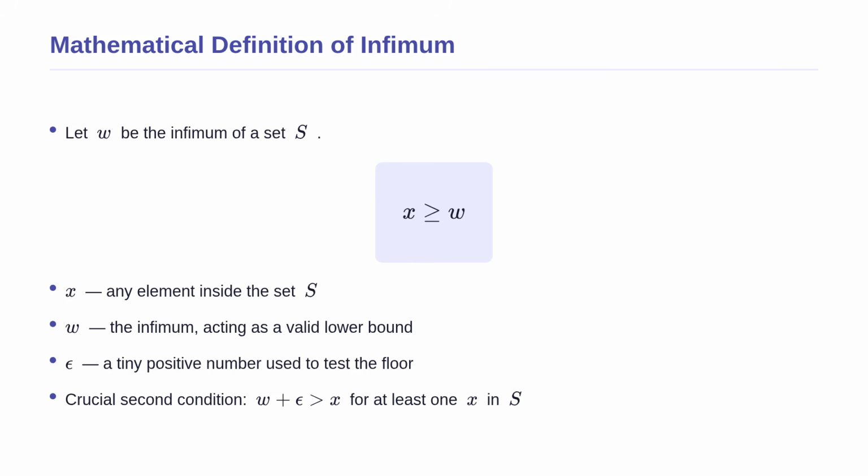The second condition proves that W is the highest possible floor. If you increase the variable W by even a tiny amount epsilon, it physically breaks the floor. The new value is too high to be a lower bound, trapping at least one number X below it. This guarantees that the floor cannot be raised even a microscopic amount, perfectly defining the greatest lower bound.